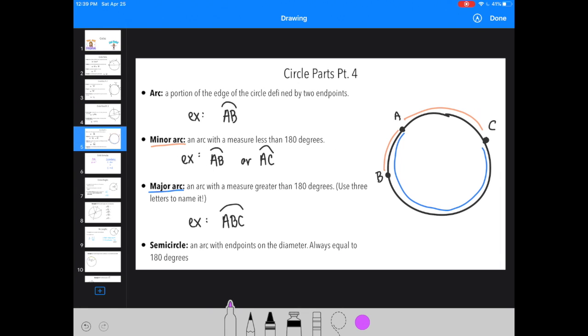All right, last page of terms. An arc is going to be a portion of the edge of the circle defined by 2 points. I like to think of it as the crust of your pizza. The crust of your pizza is your arc. We break up our arcs into two categories, one being a minor arc and one being a major arc.